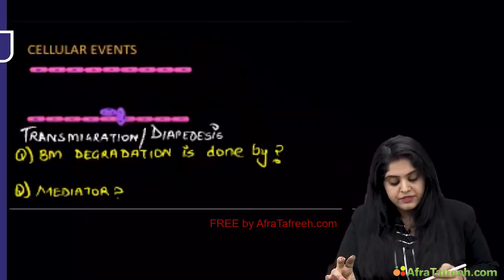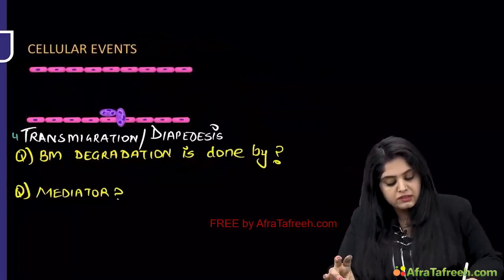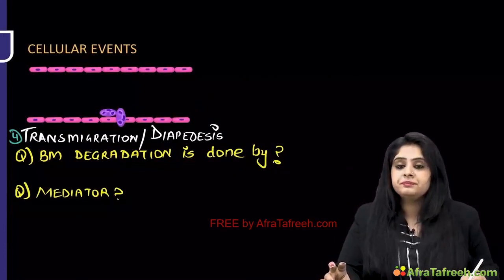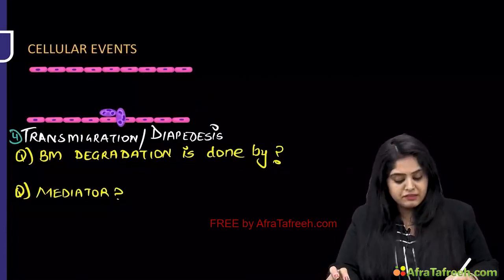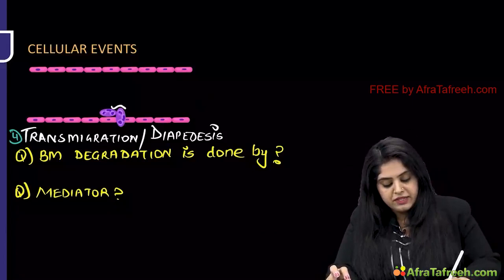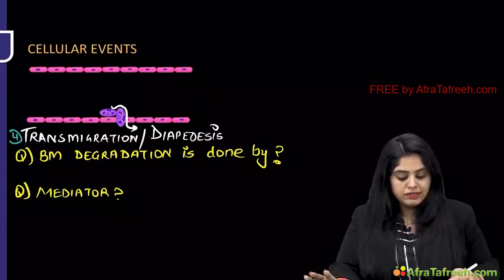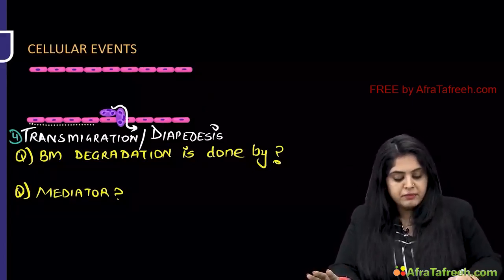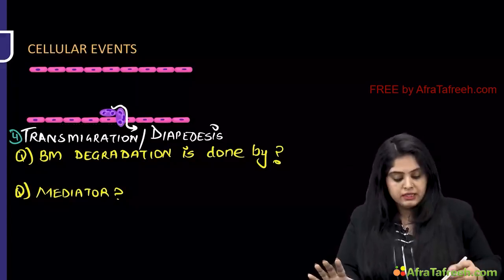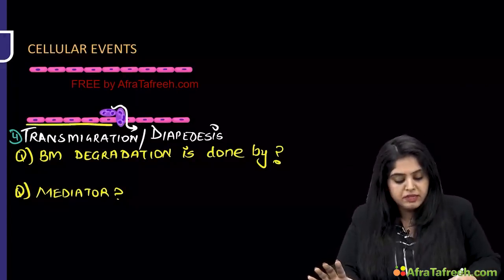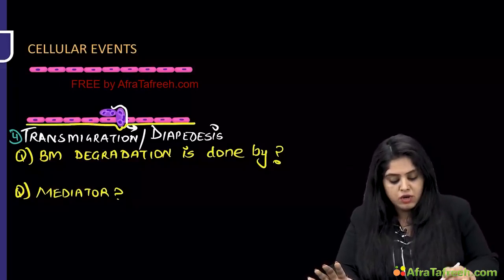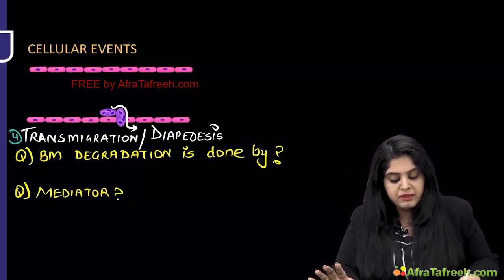What is the next step? The next step is the fourth one. T: transmigration or diapedesis. Transmigration or diapedesis means it's time for the cell to migrate out. How can something migrate out? There is also a basement membrane. You have to break it. There is always going to be a basement membrane everywhere. How can you just walk out? You will have to break the basement membrane like this.